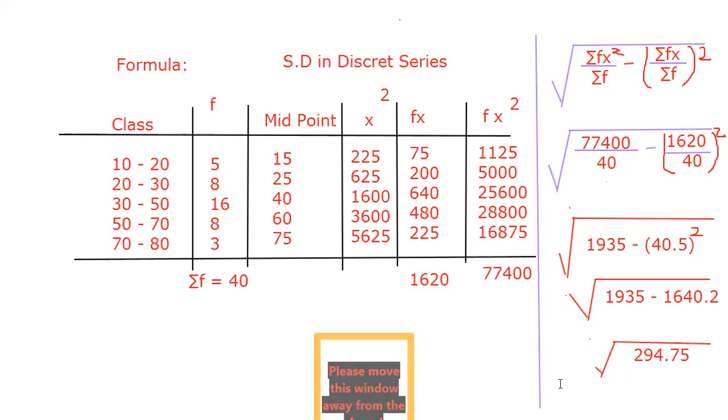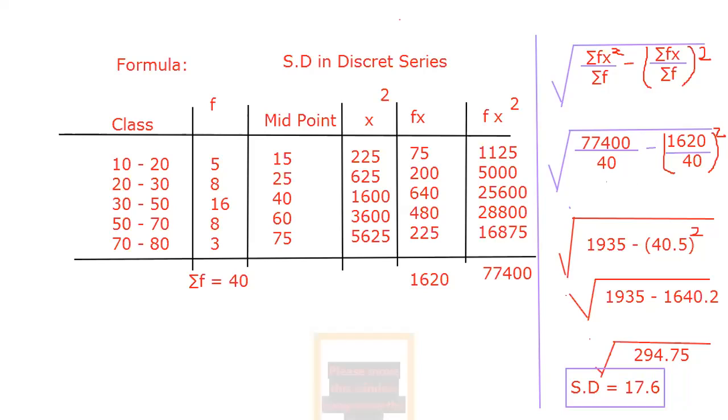Our standard deviation, that is D, is equal to 17.6. So this is our standard deviation. A simple method, the same for discrete series also. Instead of identifying the mid value, we can straight away find it.